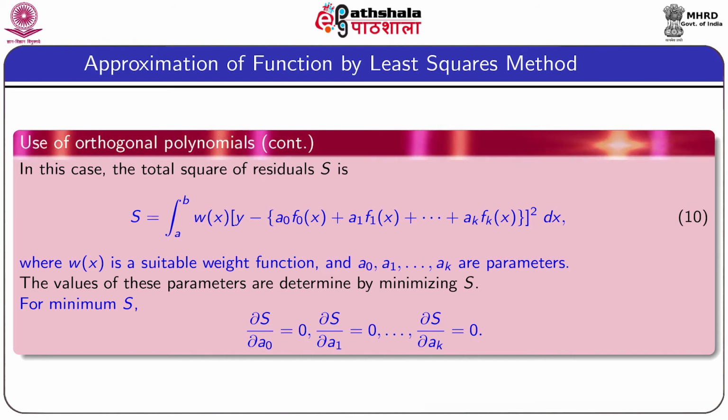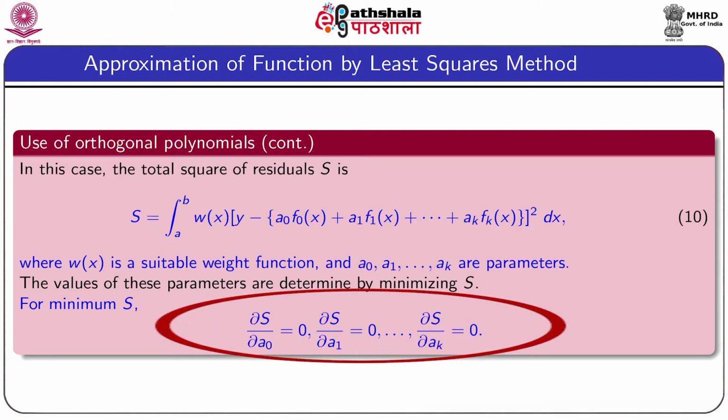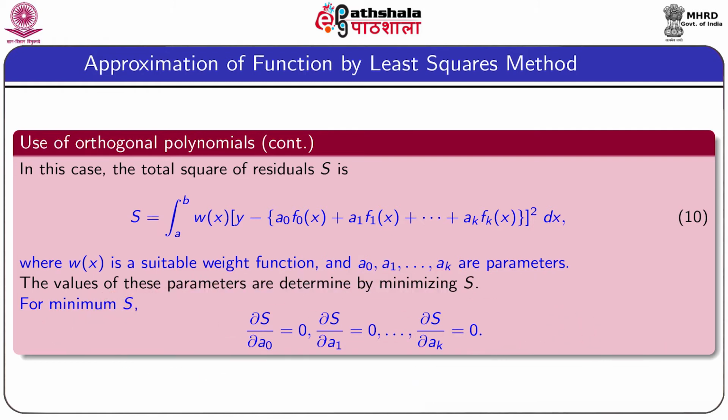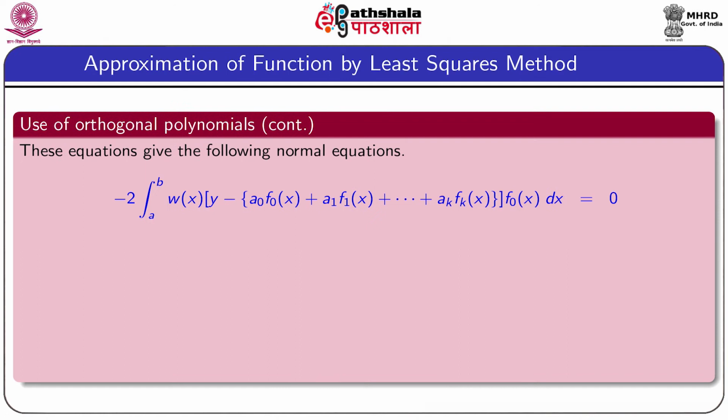Now we shall determine these parameters by minimizing S. The values of these parameters are determined by this system of linear equations: del S del a0 equal to 0, del S del a1 equal to 0, up to del S del ak equal to 0. This gives the following normal equations.